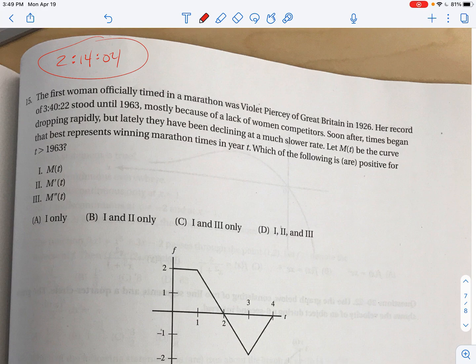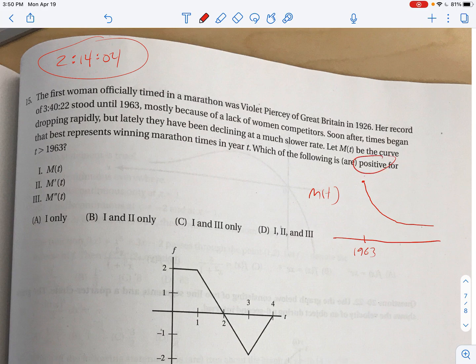So it stood for a long time, but then shortly after 1963, times began dropping rapidly. Then lately, they've been declining at a much slower rate. So let M of t be the curve that best represents winning marathon times. So starting in the year 1963, what are they saying happened? The winning times dropped rapidly, but lately they've been declining at a much slower rate. So everything has always been declining, right? Declining rapidly, then declining slowly. Our graph looks something like that. And this is our graph of M of t.